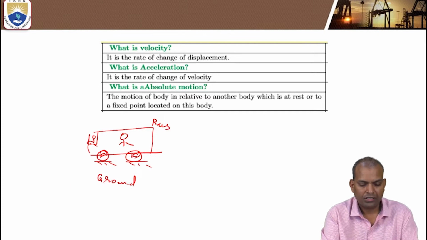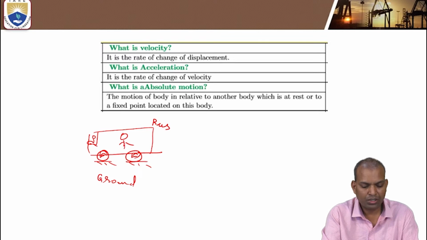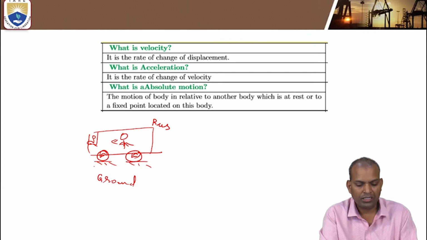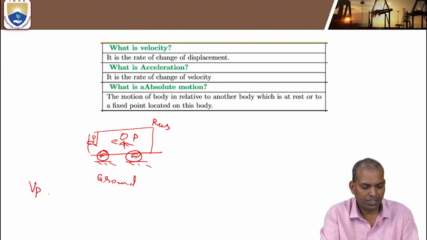But if the person is walking inside the bus, having a certain speed while walking, what is the velocity of the passenger P? It is the velocity of the passenger with respect to the bus. And if you want to know the velocity of the passenger with respect to the ground, that is VPG. VPG equals the velocity of the passenger with respect to the bus plus the velocity of the bus with respect to the ground.